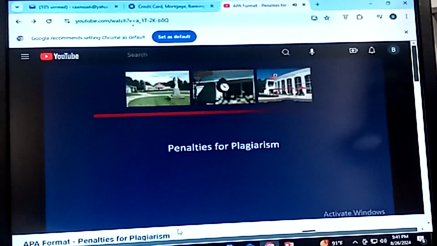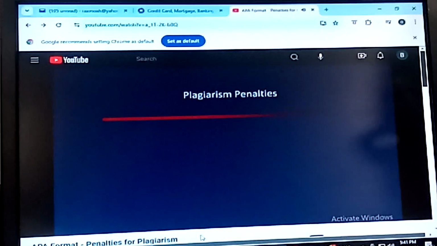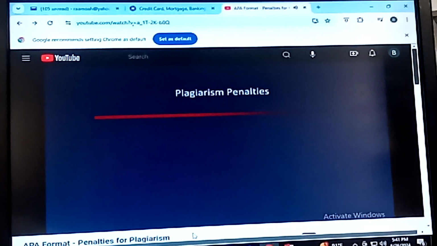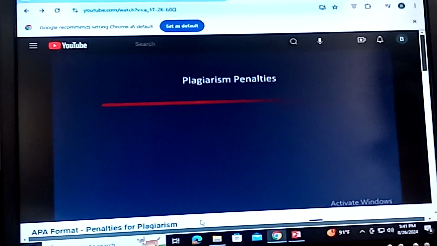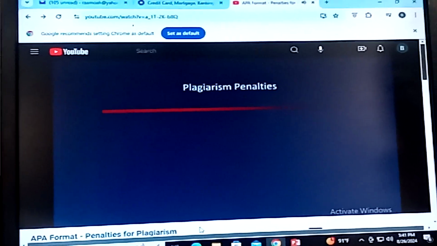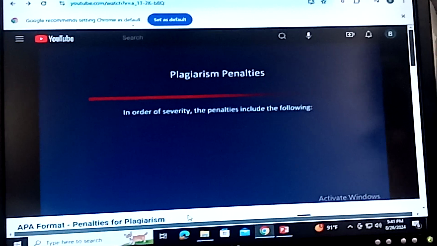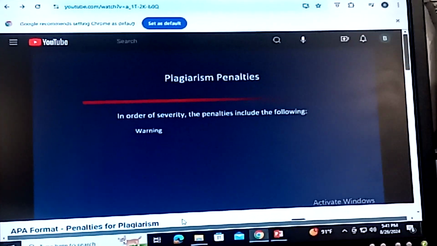Now, let's discuss the penalties for plagiarism. Penalties for plagiarism vary, depending on the nature of the offense. The more serious the offense, the more severe the penalty. In order of severity, the penalties cover the following range. A warning is a formal reprimand.